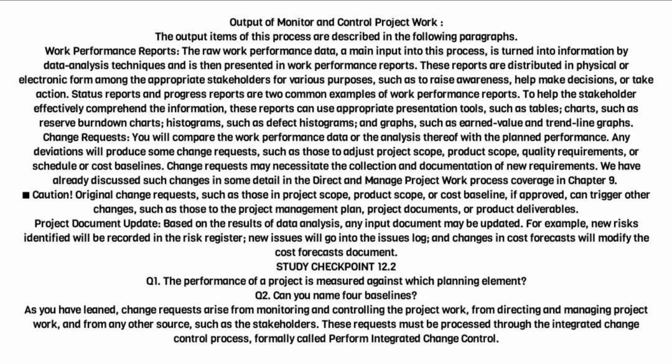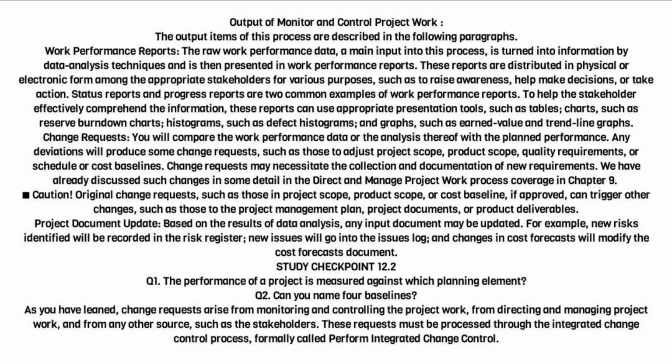The output items of this process are described in the following paragraphs. Work performance reports. The raw work performance data, a main input into this process, is turned into information by data analysis techniques and is then presented in work performance reports. These reports are distributed in physical or electronic form among the appropriate stakeholders for various purposes, such as to raise awareness, help make decisions, or take action.